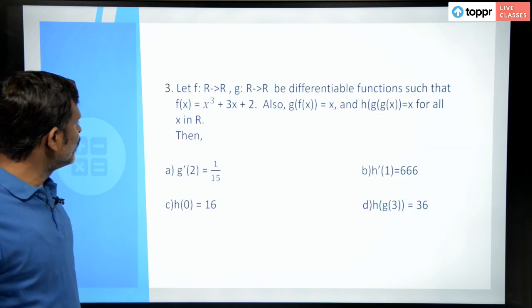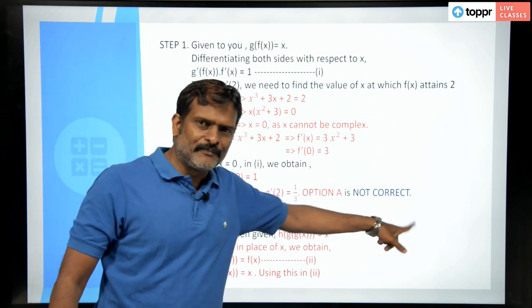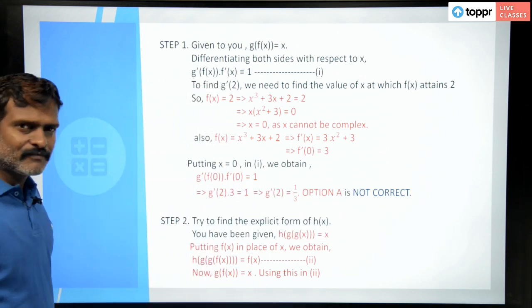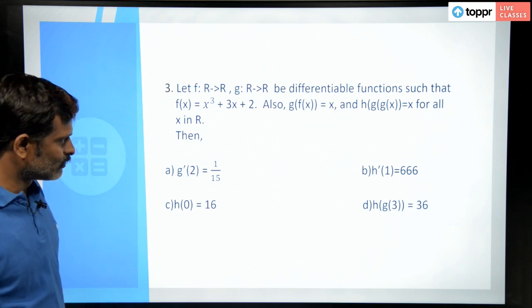But what did he give? G dash of 2 is equal to 1 by 15. So, the first option is not correct. Clear, guys? So, the first option failed. What is the second option? H dash of 1 is equal to 666.